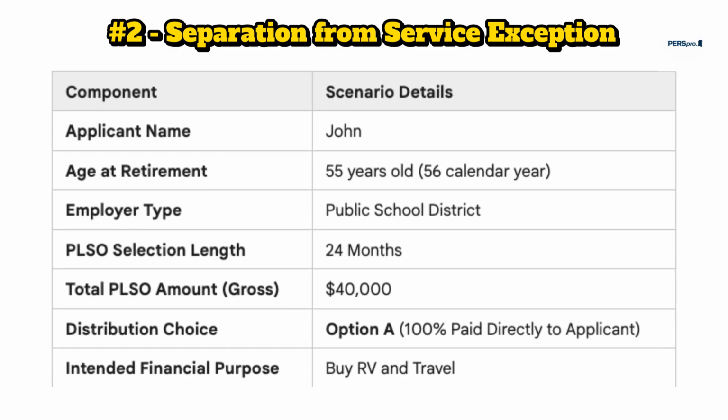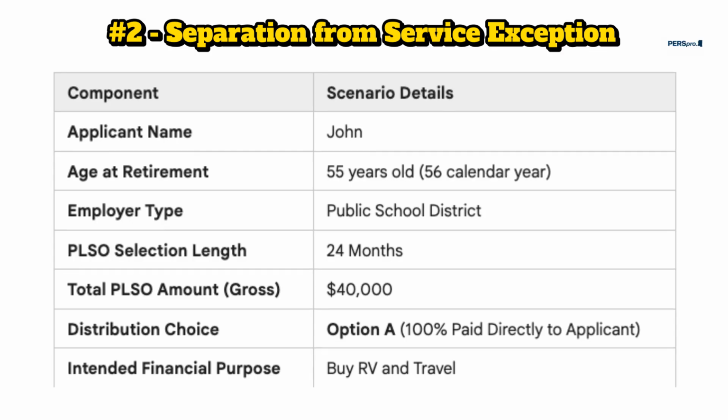Example 2, age 55 separation from service exception. The scenario: John is a public school teacher who turns 56 years old in October. He decides to retire at the end of the school year in June. He elects a 24-month PLSO cash payout of $40,000 to buy an RV and travel.